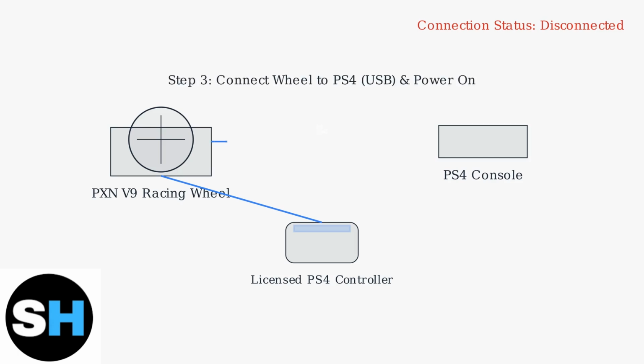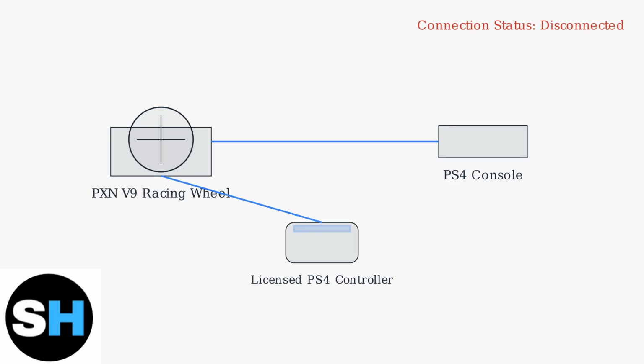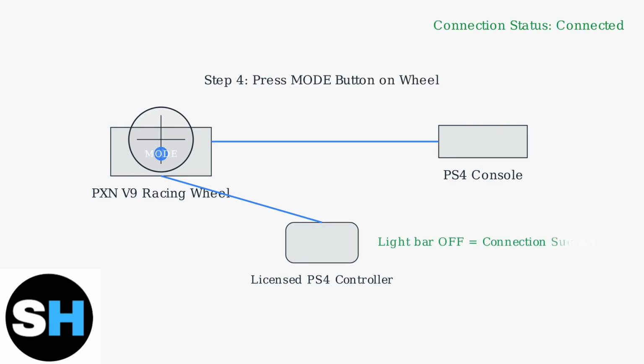Step 3. Plug the steering wheel's USB cable into the PS4 console and power on the console. Step 4. Press the mode button on the steering wheel. If the connection is successful, the light bar on the PS4 controller should turn off completely.